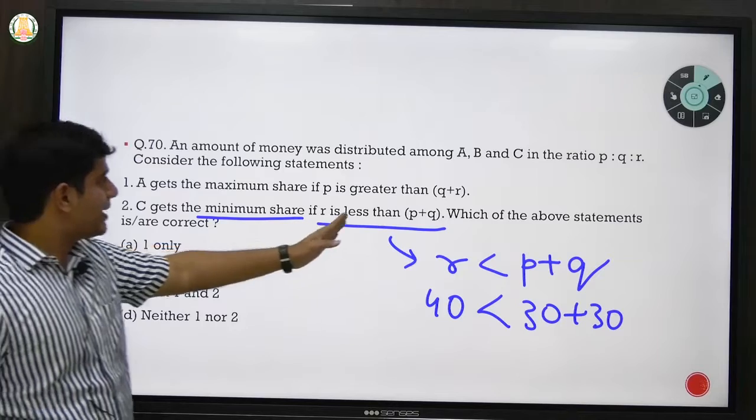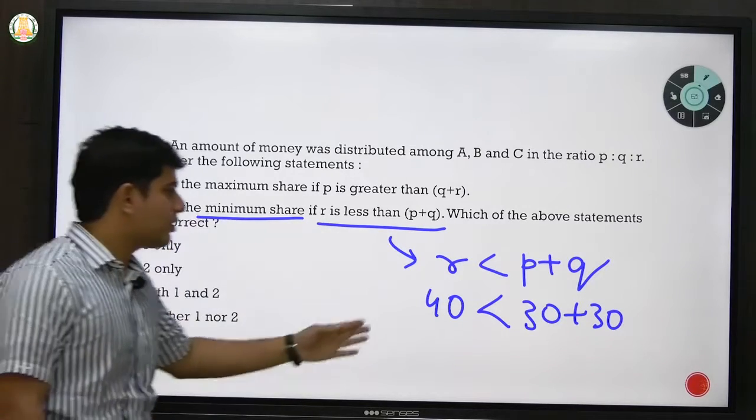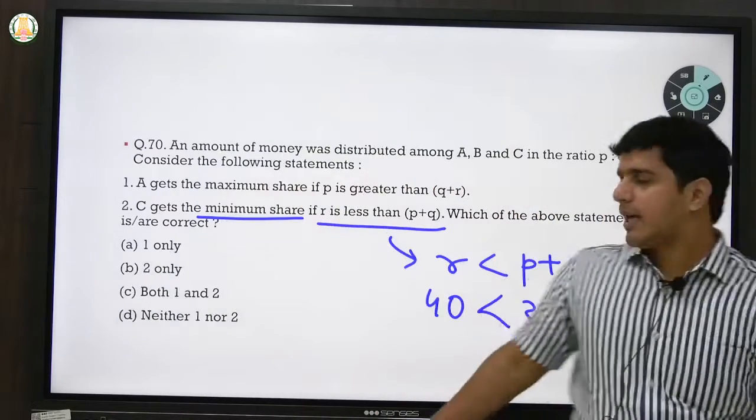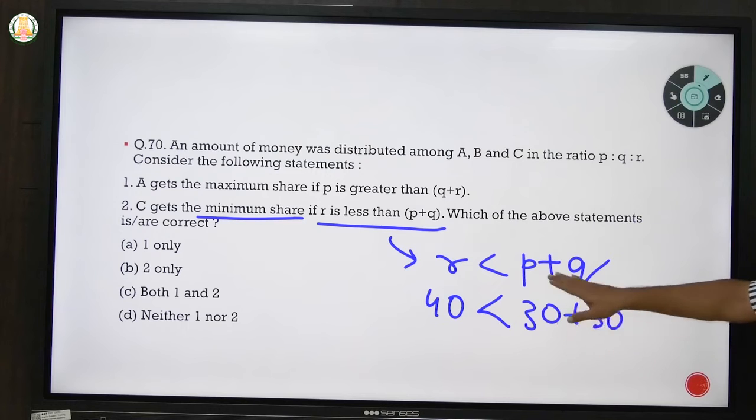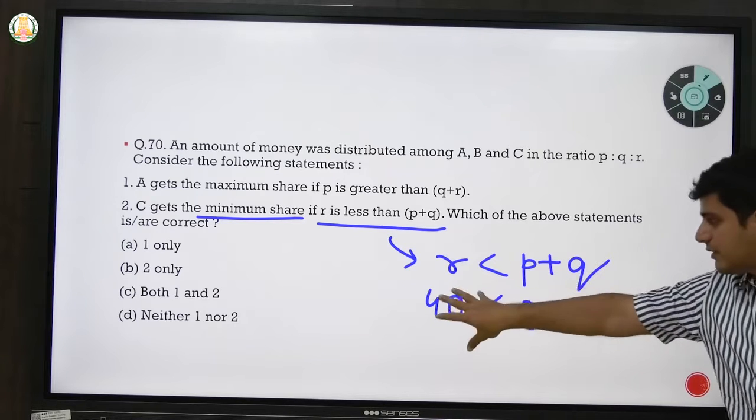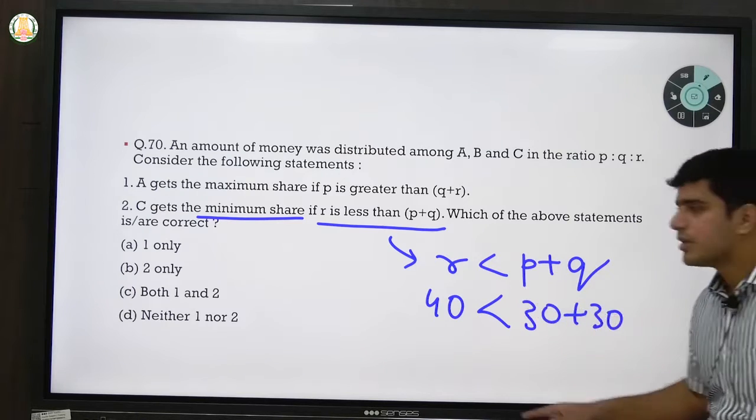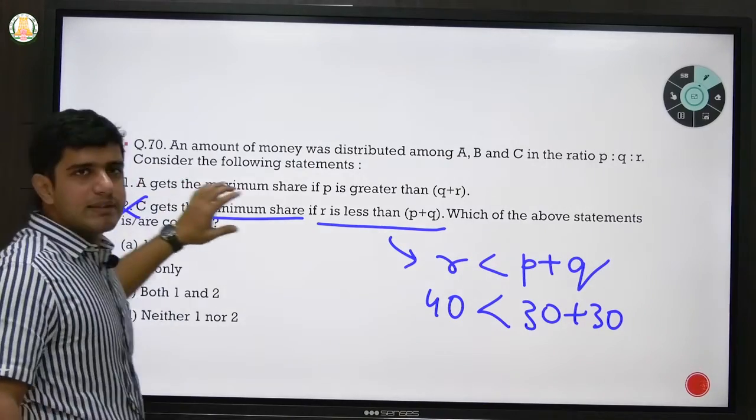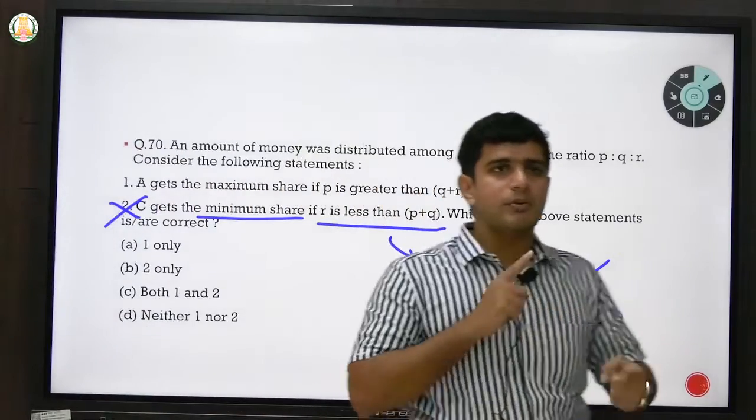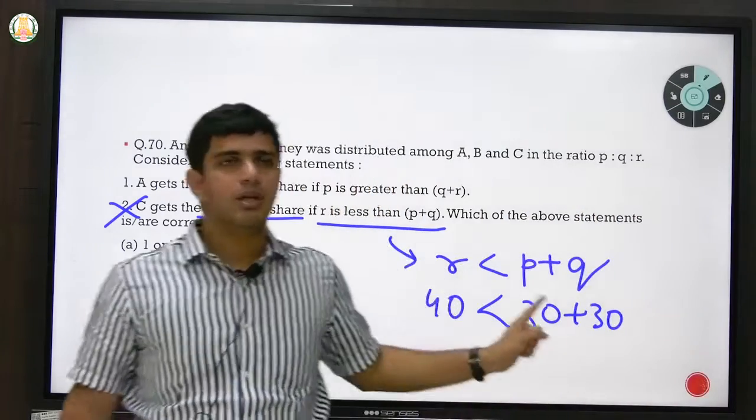So what is he saying? If R is less than P plus Q, C gets the minimum share, which is a wrong thing, right? Because I have given a counter example where the sum of the other two, 30 plus 30, is greater than the given amount, but it is the maximum when compared individually. So this statement will be a wrong one. Whenever such statements are given, either you should be able to prove it 100%, or in case of disproving, even one example is enough to disprove.